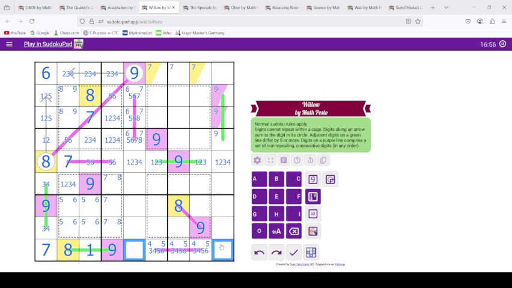The rest in this row is 2, 3, or 6. That's not a 6, it's 2 or 3. One of these is a 9, that's not a 9. This is 1, 2, 3, or 9. These are no longer 8s. 8 goes in one of those 3 cells.